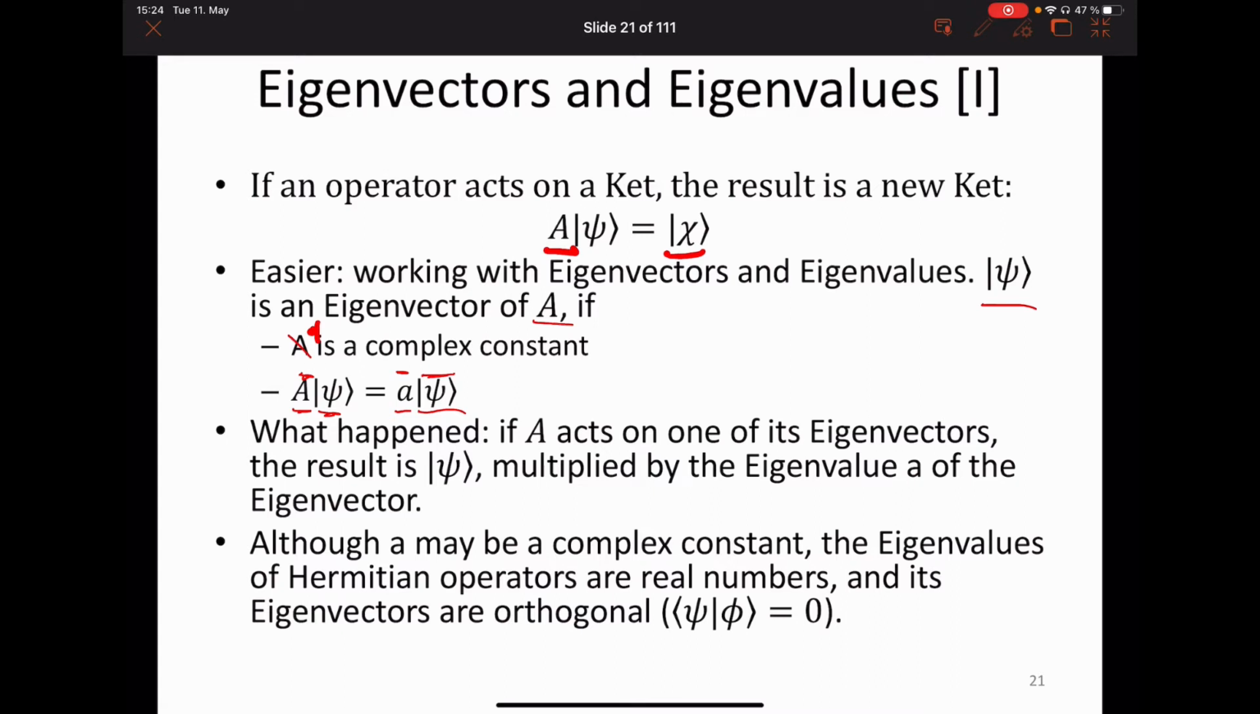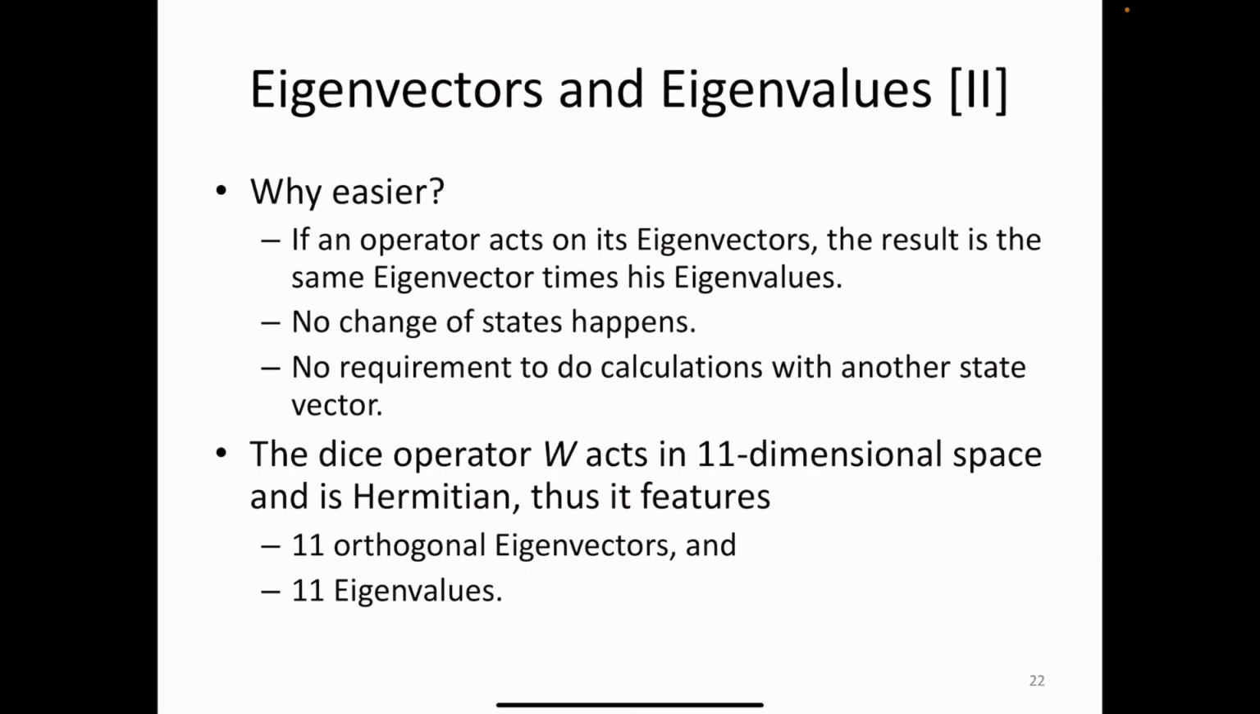Although a may be a complex constant, the eigenvalues of Hermitian operators are always real numbers, and its eigenvectors are orthogonal. Remember how we define orthogonality. If you remember the single qubit states, we can try it out and see how they are orthogonal to each other. Why is that easier? Well, if an operator acts on its eigenvectors, the result is the same eigenvector times its eigenvalue. That means no change of state happens and there is no requirement to do calculation with another state vector.